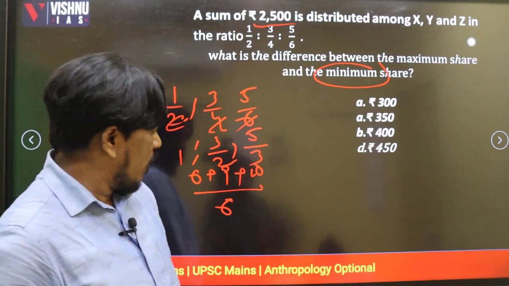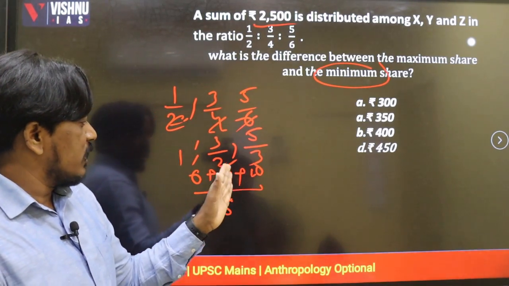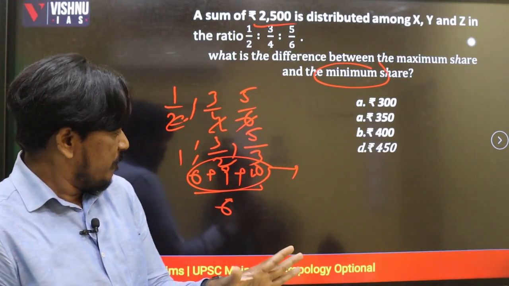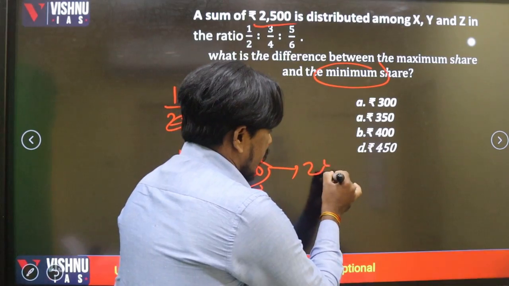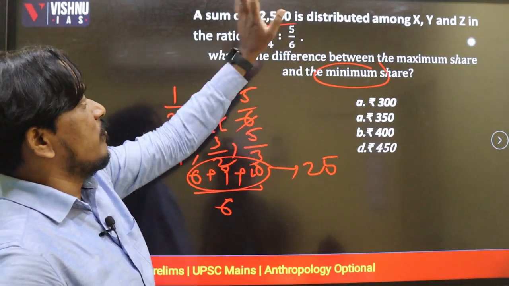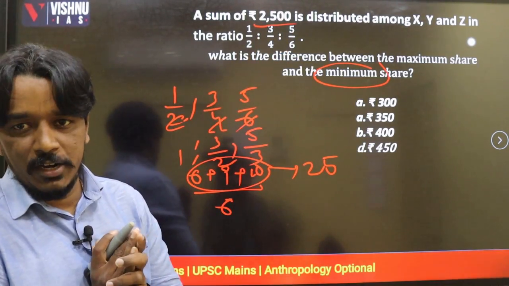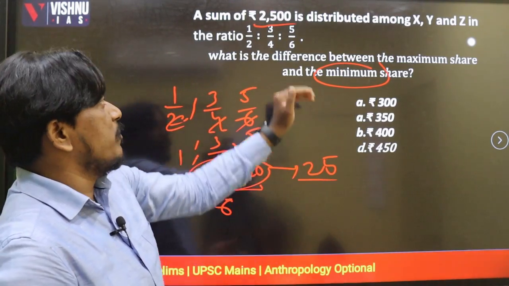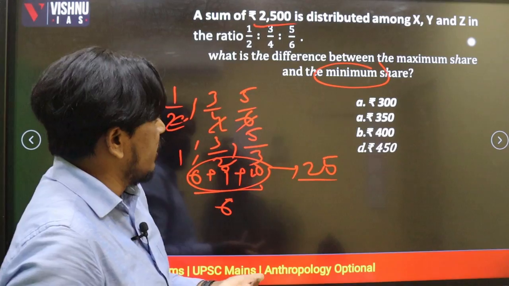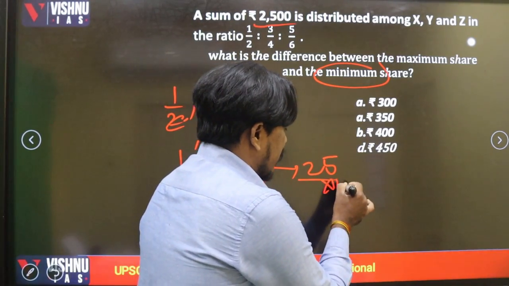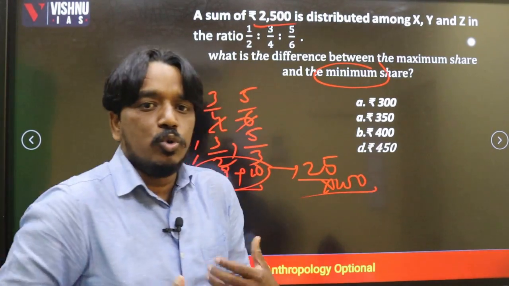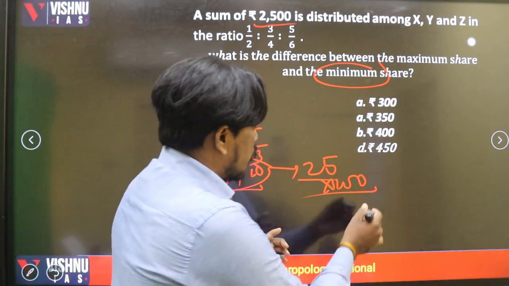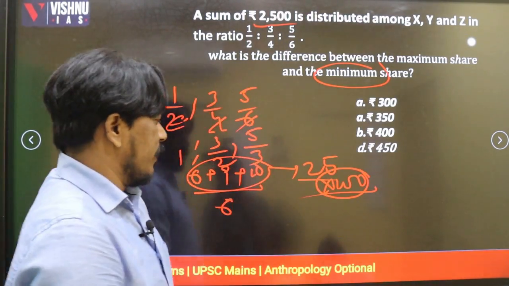The total, if you add all these things, what will we get? 10 plus 9 plus 6, the total sum is 25. But what is the total sum we are distributing? 2500. But according to the ratio we are getting 25 parts. To reach 2500 from these 25 parts, just multiply with 100, and we reach the actual amount. Clear? So 2500 is reached according to the given ratios.